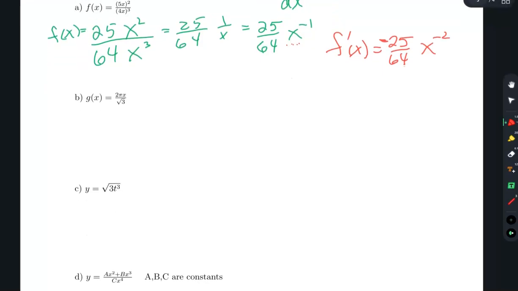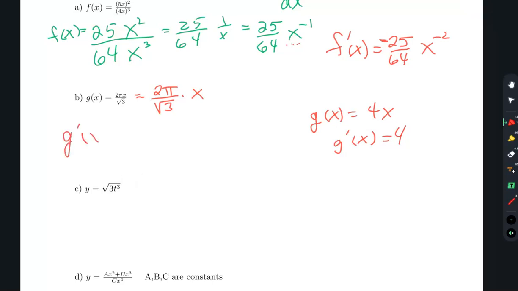Okay, let's look at this next one. Oh boy, looking ugly, but let's just peel off the numbers. So I see that 2 pi and root 3 are numbers multiplied times the x. Right? There's no addition, no distributing, it's just peeling off numbers. So if I gave you that g of x was equal to 4x, what would the derivative be? Wouldn't it just be the number 4? That's exactly what's happening here. So the derivative would just be that number.